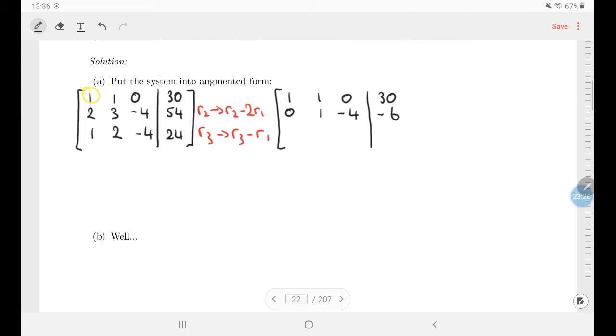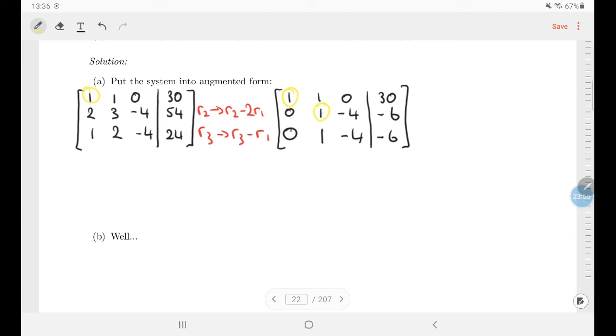Now let's see the next one. Row 3 minus row 1. 1 minus 1 is 0. 2 minus 1 is 1. Minus 4 minus 0 is minus 4. And finally 24 minus 30 is minus 6. And here we see it looked like we had 3 equations, but actually we only had 2, because we have got this relationship between row 2 and row 3 in particular, they're the same thing.